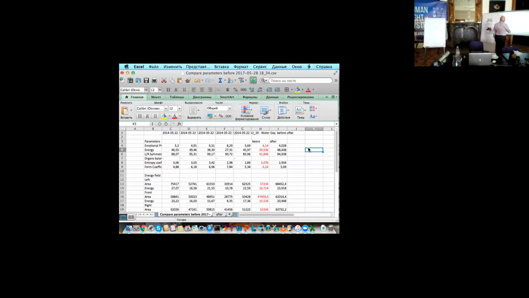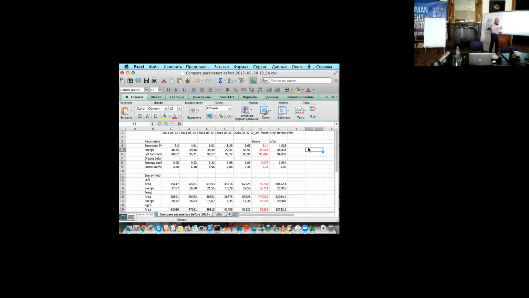So this is level of stress, emotional pressure. Before it was 6, after it became 4. This energy, before it was 39, after it became 48. Symmetry, 91, 94. Entropy coefficient dropped down because entropy coefficient is a measure of fractality, and it's good when it drops down. Area 5,000, 6,800. Average energy 19, 23.